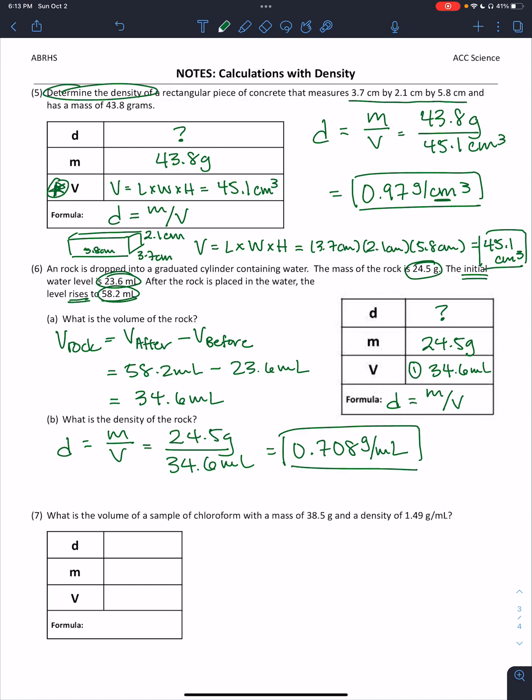Obviously, this problem is not a great problem. The density of the rock should be higher than that. Rocks sink, so they should not float on top of water, but it's okay. So this was a two-part problem. You had to first find the volume of the rock. We did volume by displacement. And then part two was to use our density formula.